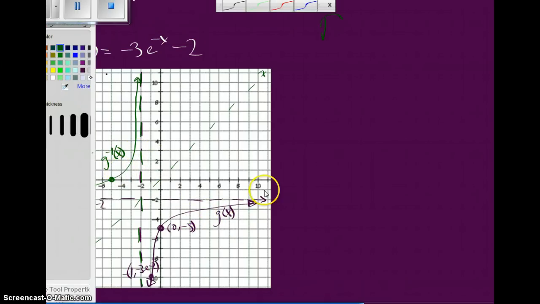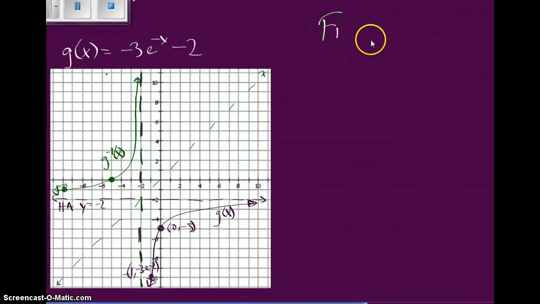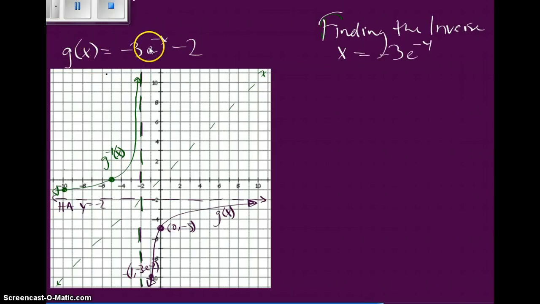Now, I'd like to find the logarithmic function, so I'll go through the algebra over here to find it, and you can see how it wouldn't make sense to put these numbers into that logarithmic function. So finding the inverse, I start by just switching x and y. This becomes x, this becomes y. I have x equals -3e to the negative y minus 2. And I want to isolate the y, so every step I'm going to take a step closer to having y by itself. First, I'll just add 2 to both sides of the equation.